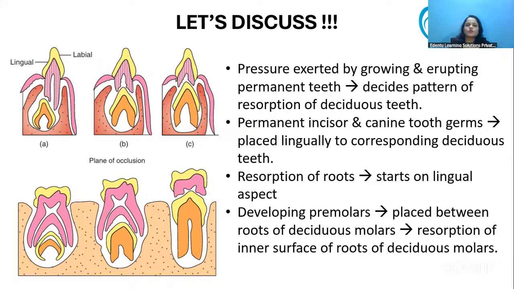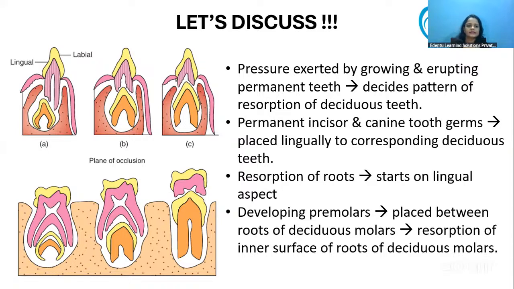If you look at the shedding or resorption process of the deciduous teeth, it happens when the permanent tooth bud gives pressure to the deciduous teeth. That is when the resorption process actually starts. So the pressure exerted by the growing and erupting permanent teeth is responsible for, and decides, the pattern of resorption of the deciduous teeth.